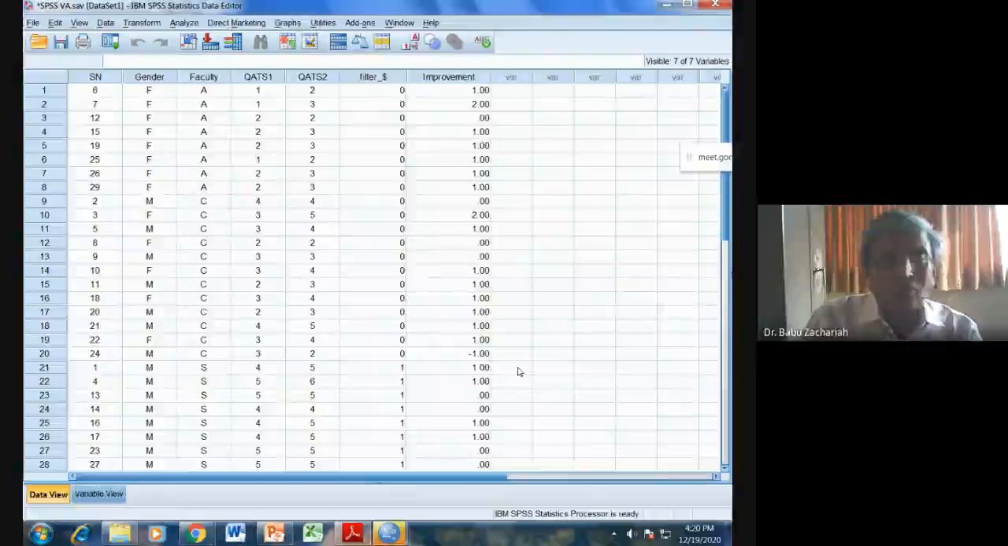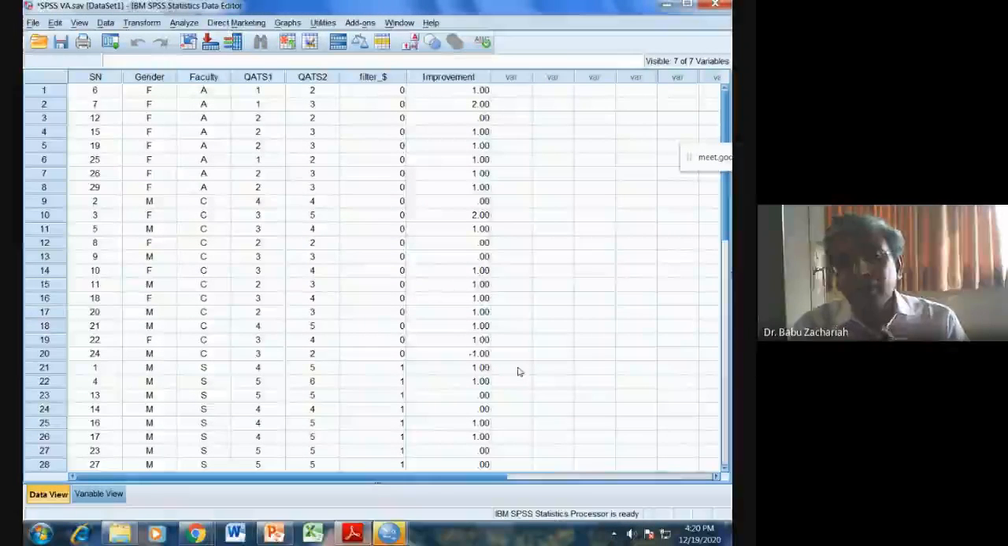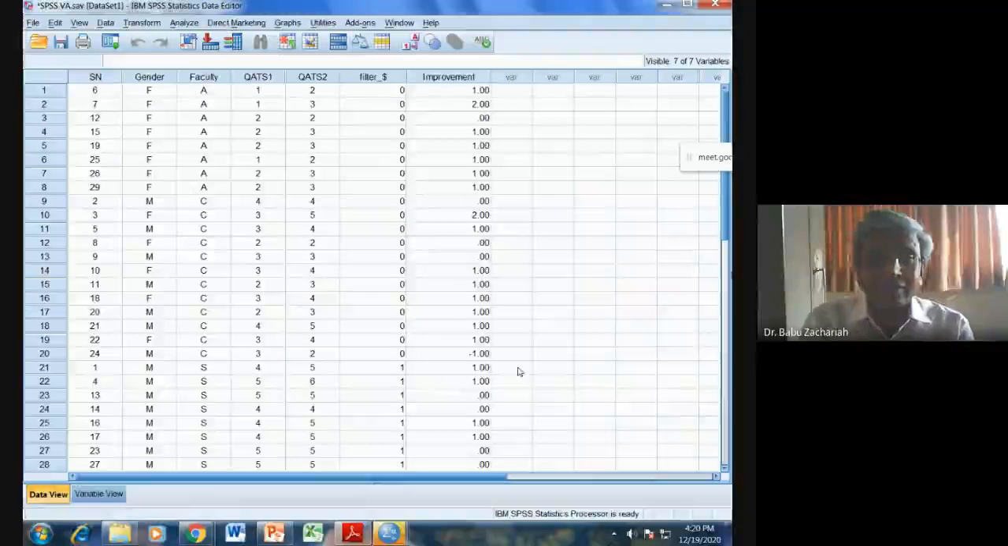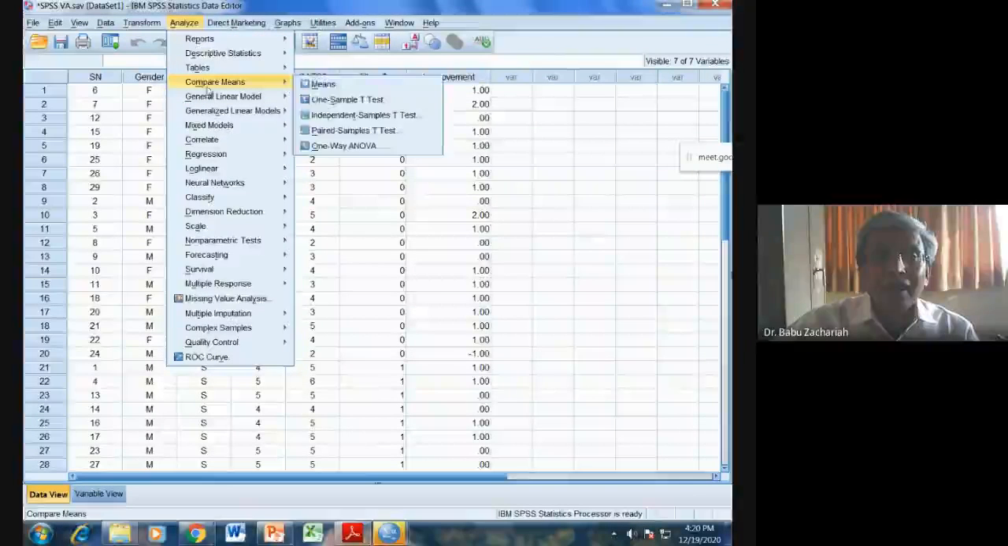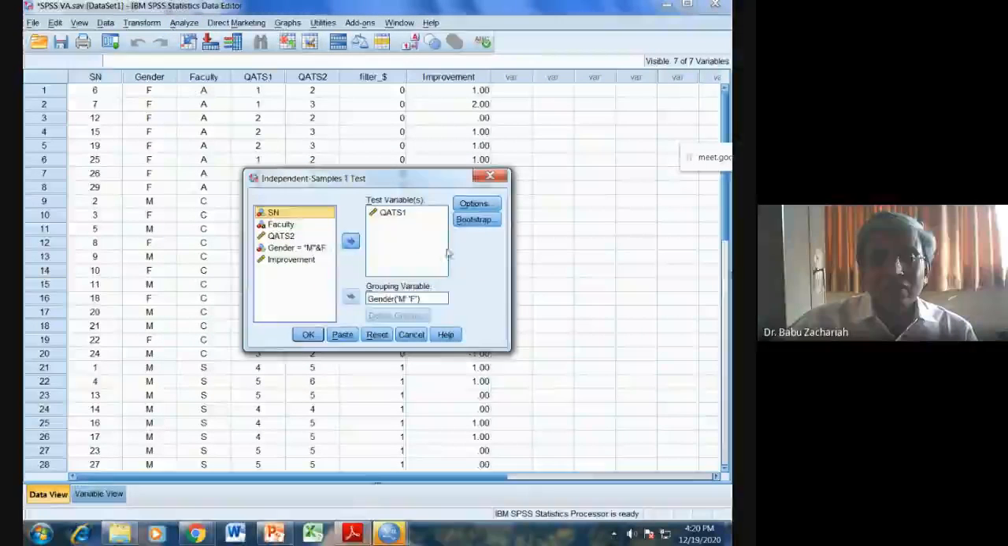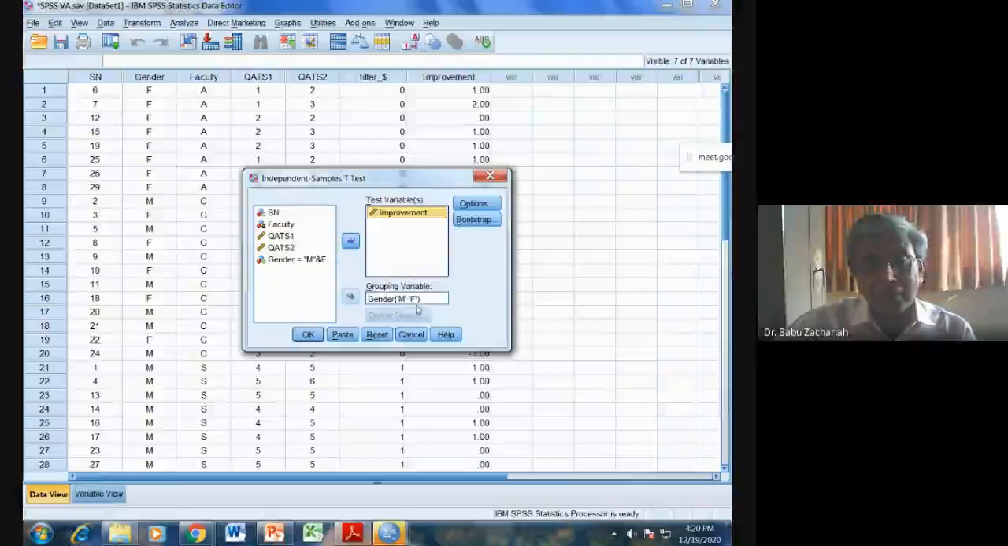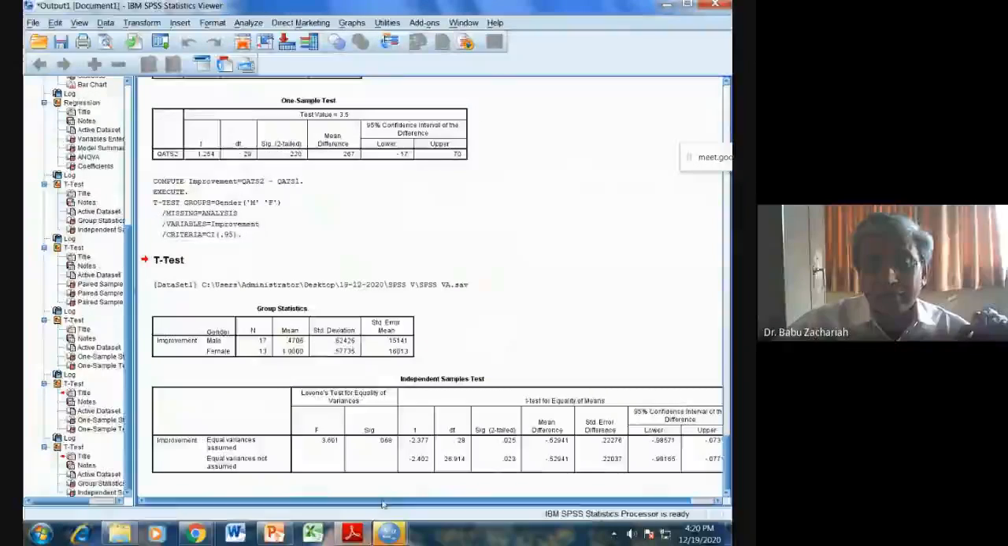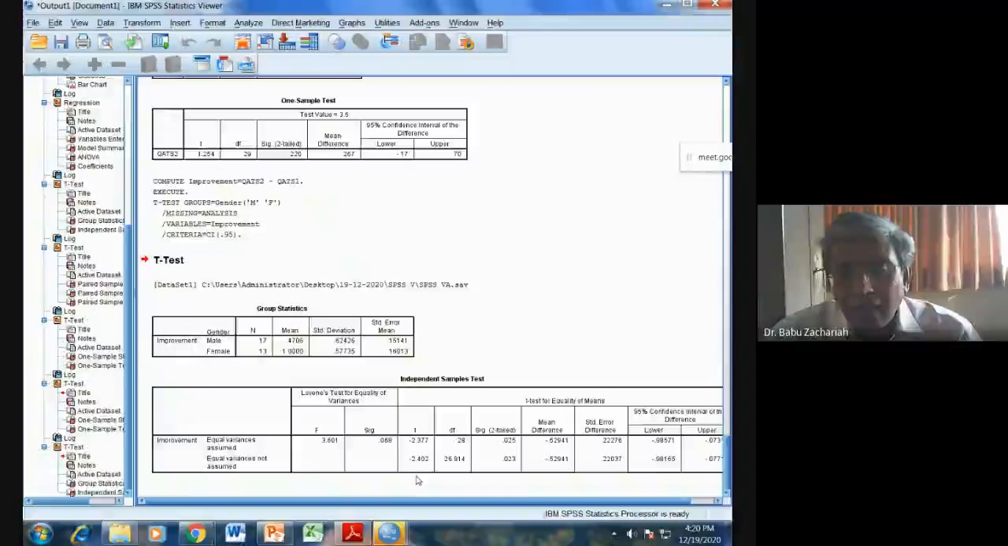Now the question says to test the hypothesis that girls improved better than boys. So for that, we need to go to analyze, compare means, independent samples t-test. So here quartz 2, 1 is removed, and we'll put improvement. And the comparison between male and female remains, so click OK. So you get the answer, t-value minus 2.4. And it's a one-sided test. So two-sided significance is given.